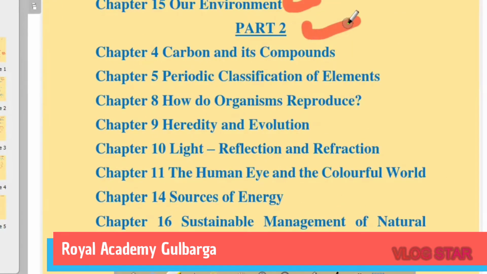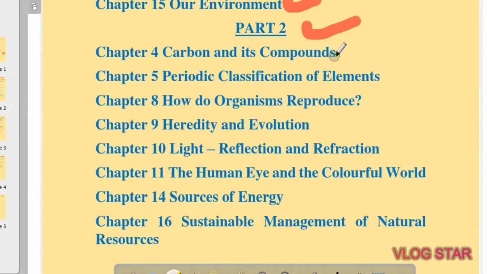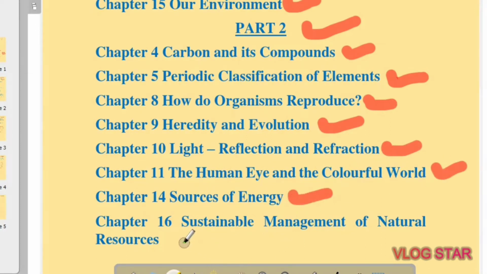And in part 2 again you have 8 chapters: carbon and its compounds, periodic classification of elements, how do organisms reproduce, heredity and evolution, light reflection and refraction, the human eye and the colorful world, sources of energy, sustainable management of natural resources. So these 16 chapters we need to cover in the science subject to get 80 marks.